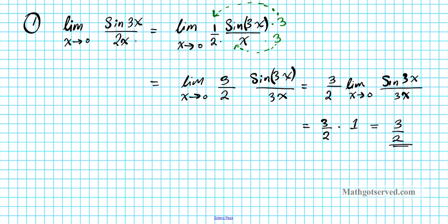Isn't this the answer we figured out earlier without even doing any work? We could just tell that the answer was in fact 3 over 2. All right, so that's the beauty of knowing this theorem. Now let's take a look at another example.